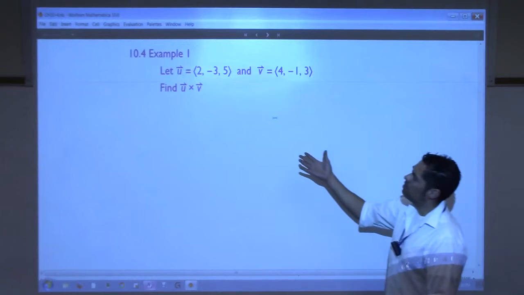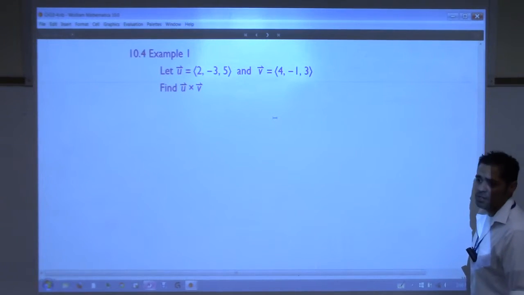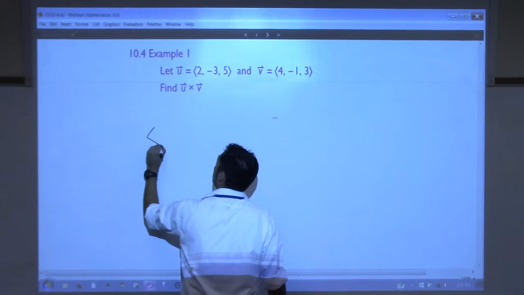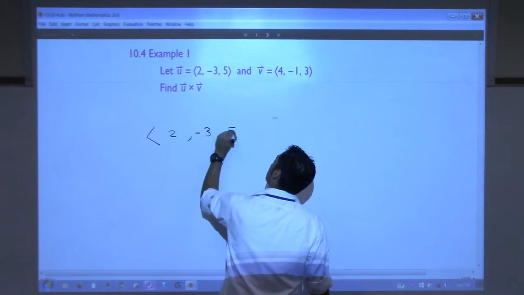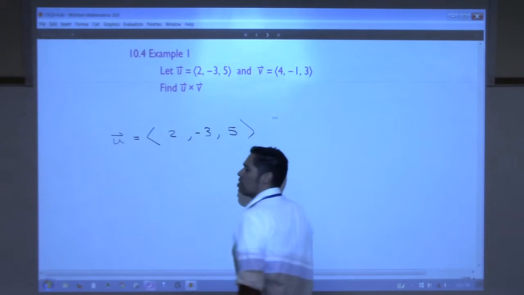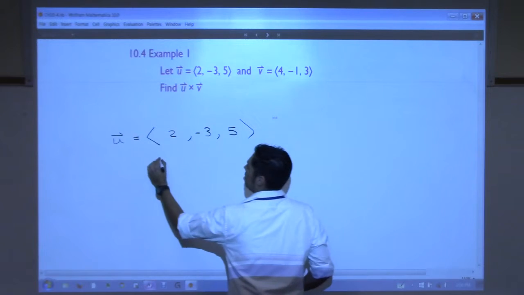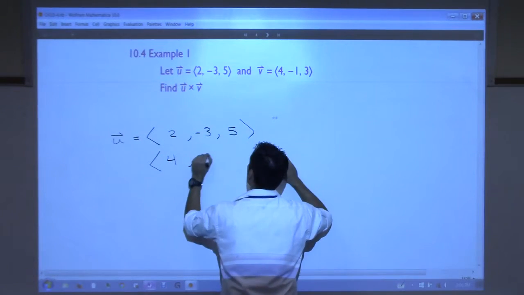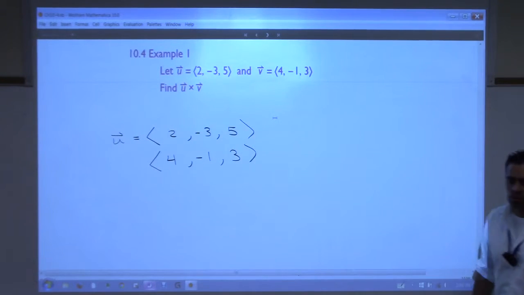All right, so here are 2 vectors, u and v, and I want to cross u and v. So what I'm going to do is write the vector u down first, and I'm going to use angle brackets. Okay, that's the vector u. And I want to cross it with v, right? So I'm going to put the vector v below it vertically, like this.